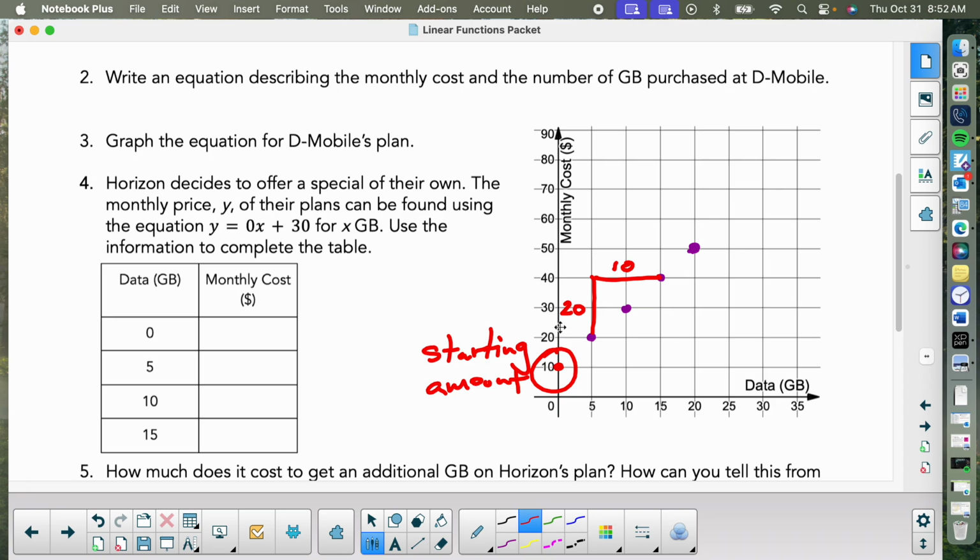So the rise and the run for the 2 I picked was 20 up, and then the run was 10 over. The squares don't equal 1. You have to go by the numbers that are down on the squares. So I went up 20 because I went from 20 to 40, and then over was from 5 to 15. I know it's really easy to want to count squares, but they're different from each other, so we can't. So rise over run is going to be 20 over 10, which is 2.